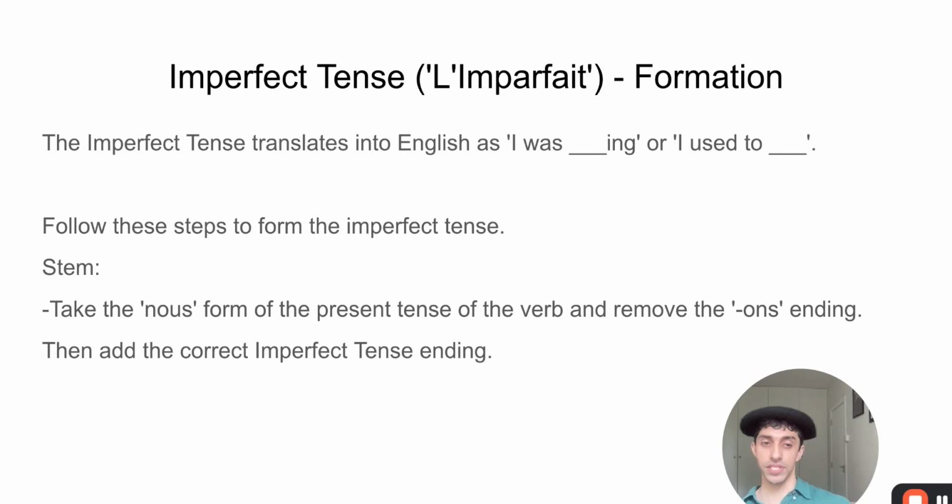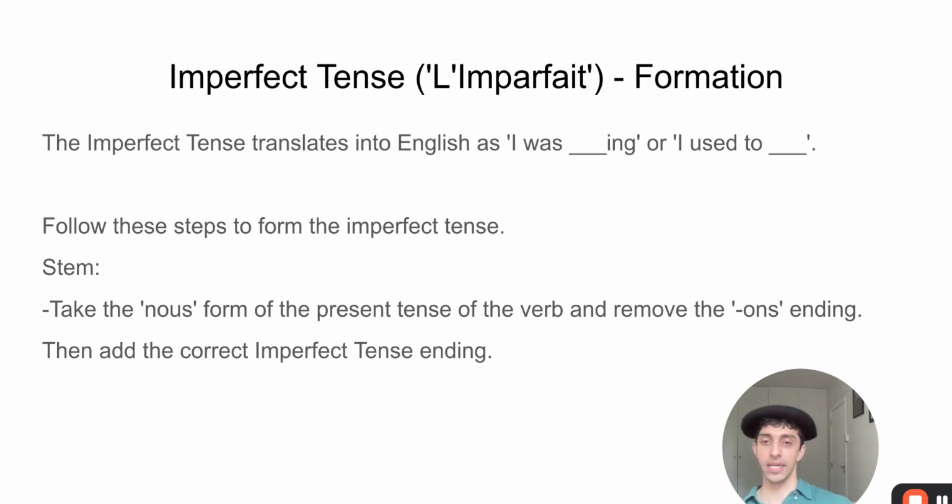The stem is the first part of the word. Most verb tenses in French and in quite a few other languages too will consist of a stem, which is the first part of the word, and then endings, which you add on at the end of that stem. So the stem for the imperfect tense comes from the nous form of the present tense of the verb, and then you remove the ons ending. So for parler, for example, the nous form of the present tense is nous parlons, and then you take off the ons ending, which leaves you with parl, P-A-R-L, which is your stem for the imperfect tense of the verb parler, to speak.